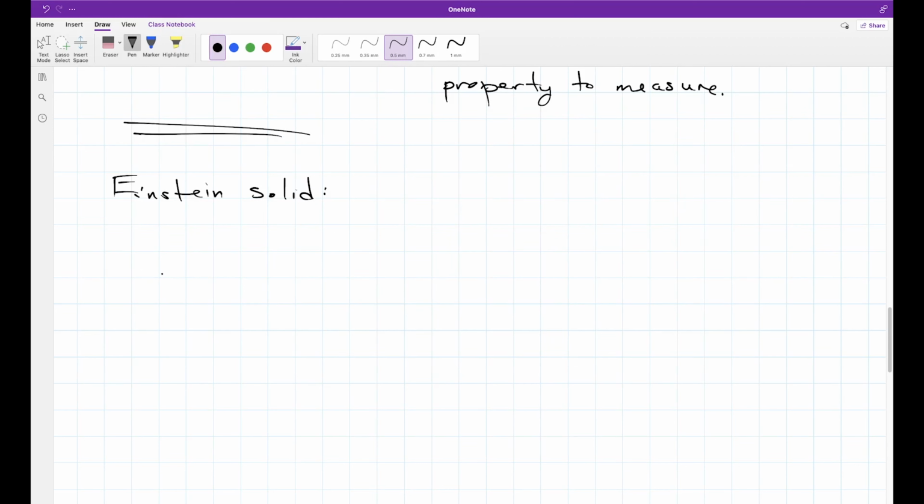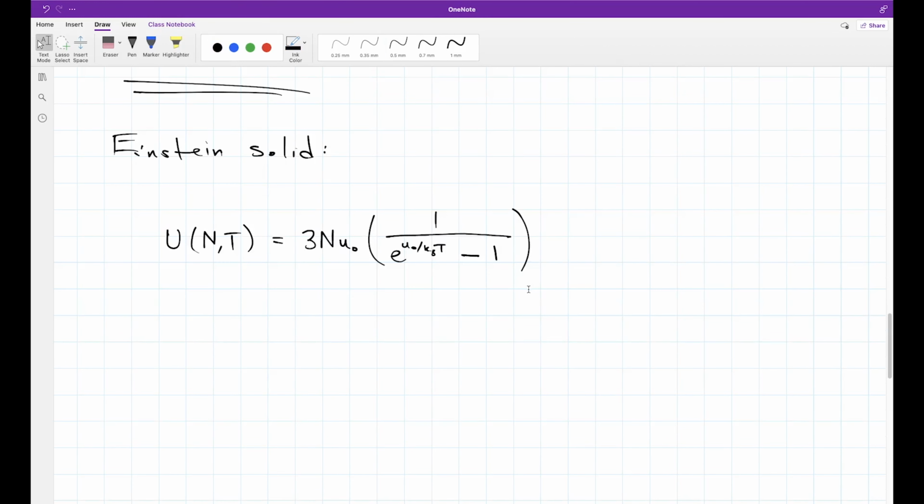All right. Well, let's first remember what the energy of the Einstein solid was as a function of N and T. We had that this was equal to 3N u naught times 1 over e to the u naught over kBT minus 1. Excellent. Now, in this case, we only have one sort of easy thing to fix, which is N. So we'll just say C, because we have no fixed volume in this case.